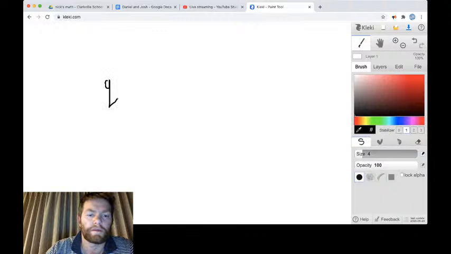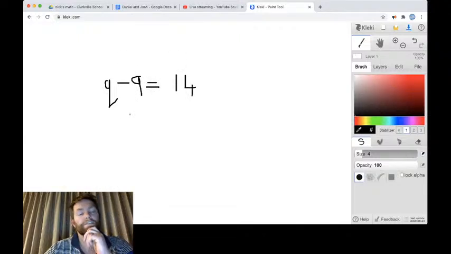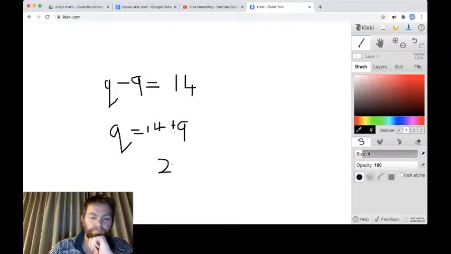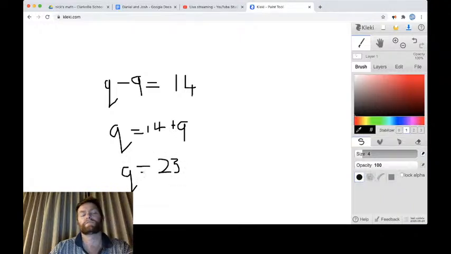Q minus 9 equals 14, I'm going to change the answer so that you don't actually get the answer. So that's a negative 9. So Q equals 14 plus 9, because it has the opposite effect on the other side, which is 23. Q equals 23. That's exactly how I want you to write them. 3 steps.